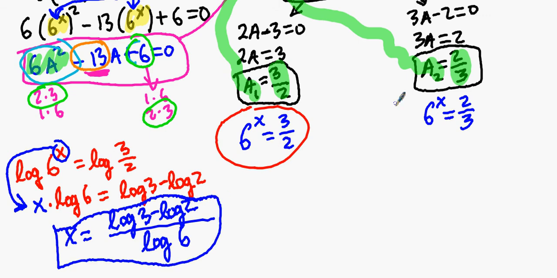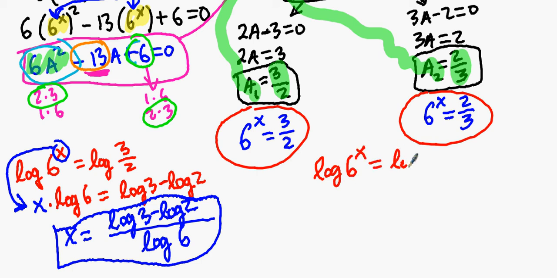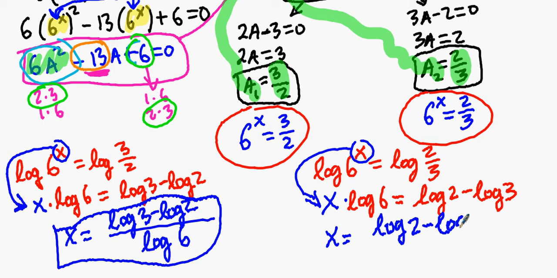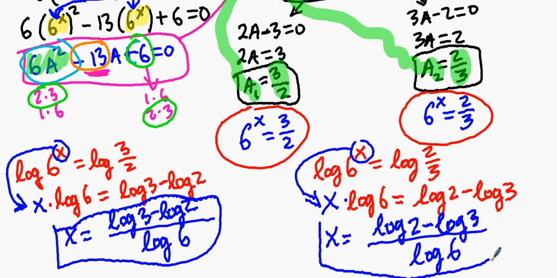Now we need to do similar here. Take log of this solution. So we have log of 6 to the x equals log of 2/3. So again, we take that exponent, bring it up front. So it's x times log 6 equals log of 2/3. We can rewrite that as log 2 minus log 3. And we divide by log 6. So our final answer would be x equals log 2 minus log 3, all divided by log 6. So these are the two answers.